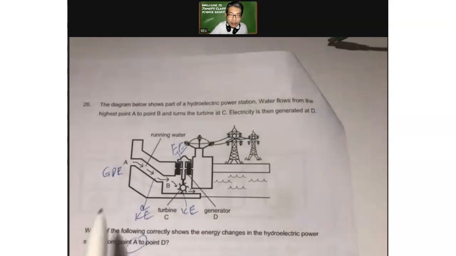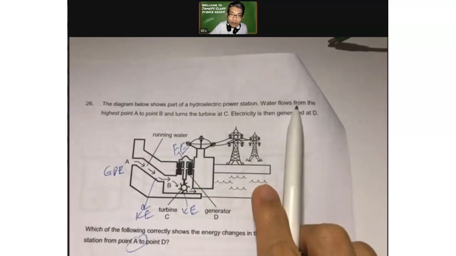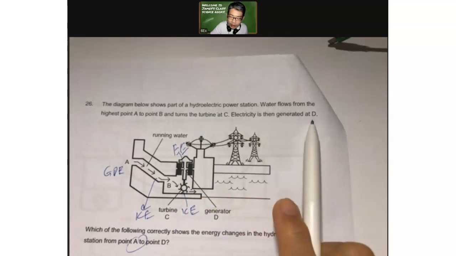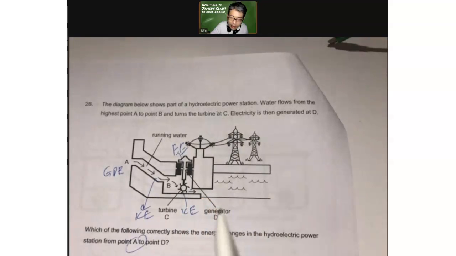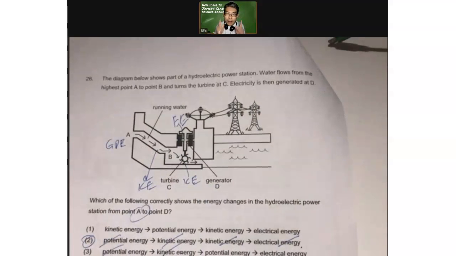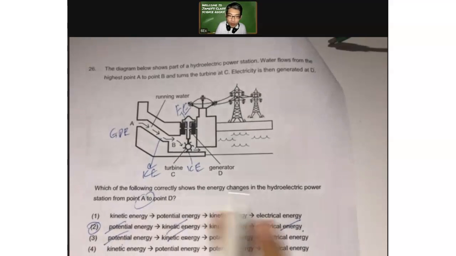Now last 3 questions, 26, 27, 28. I think I miscounted. The diagram shows part of a hydroelectric power station. Water flows from the highest point and turns the turbine at C. Electricity is then generated at B. So basically this is a very good question. It's really given good for you because the energy conversion is already given to you. All you need to do is convert it into the form like this.